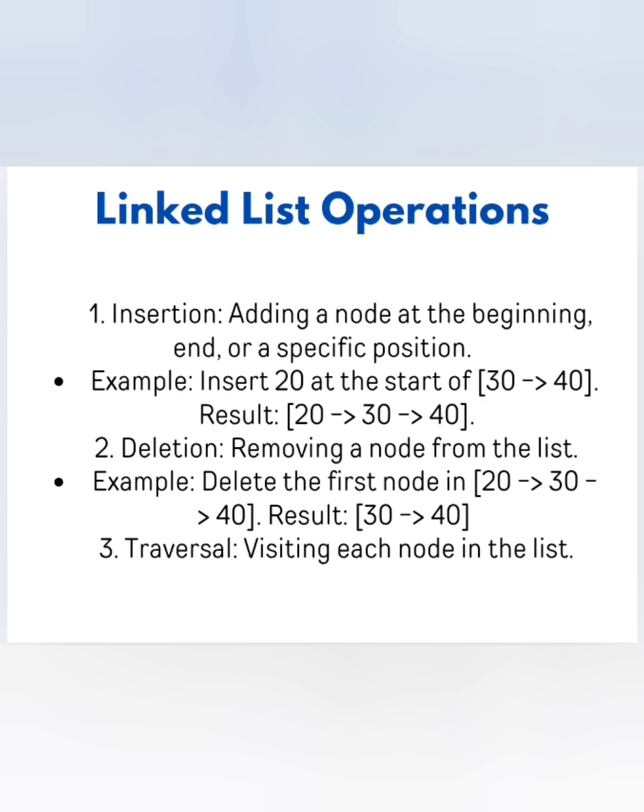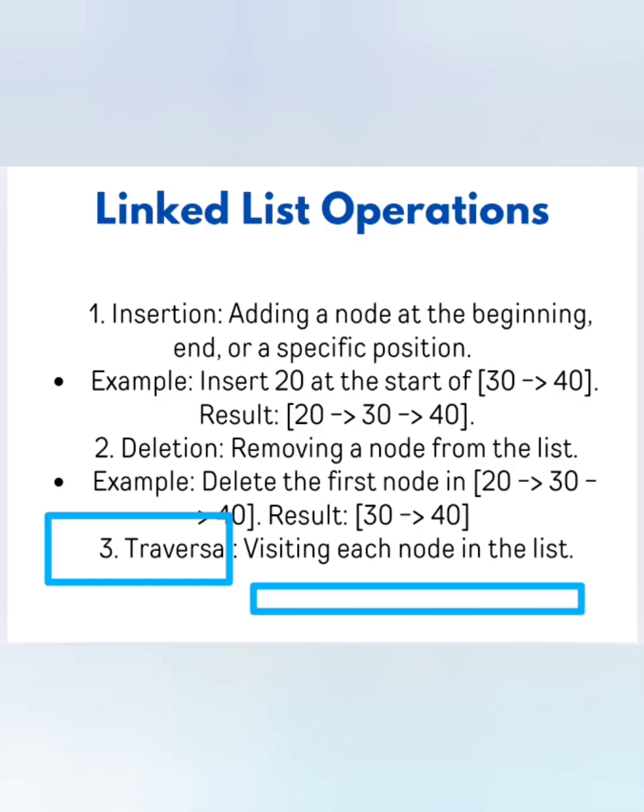The third and basic operation we can perform on a linked list data structure is traversal. For visiting each node in the list we use the traversal operation.